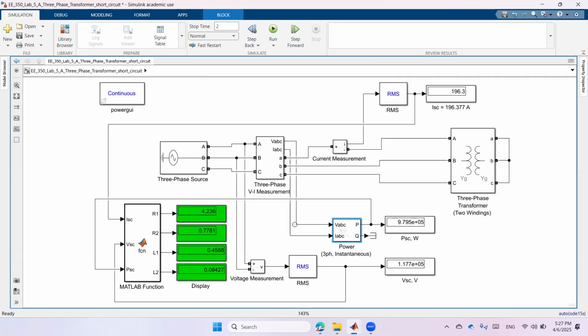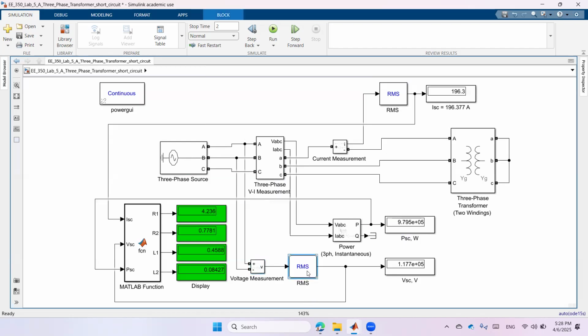So you connect the three-phase voltage and the three-phase current, and you get the real power, which in this case will be the short circuit power in watts. For the reactive power, I don't need it, so you can connect a terminator. For the voltage, we measure the line-to-line voltage between phases A and B using a voltage measurement block.